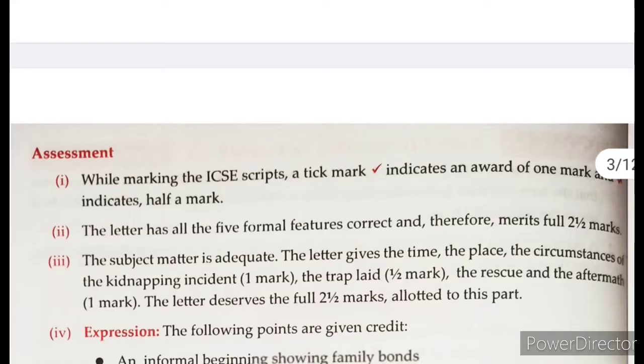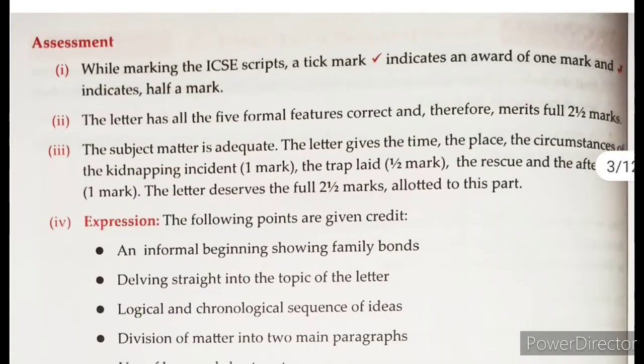Anyway, now let's come to the next page, assessment. Here again, how the marks are generally given in the boards. Okay, so in the board examination, when they check your letter, this is how they will do the marking. While marking the ICC scripts, a tick mark indicates an award of 1 mark, and a tick with a cross through it means half a mark. The letter has all the 5 formal features correct and therefore merits full 2.5 marks.